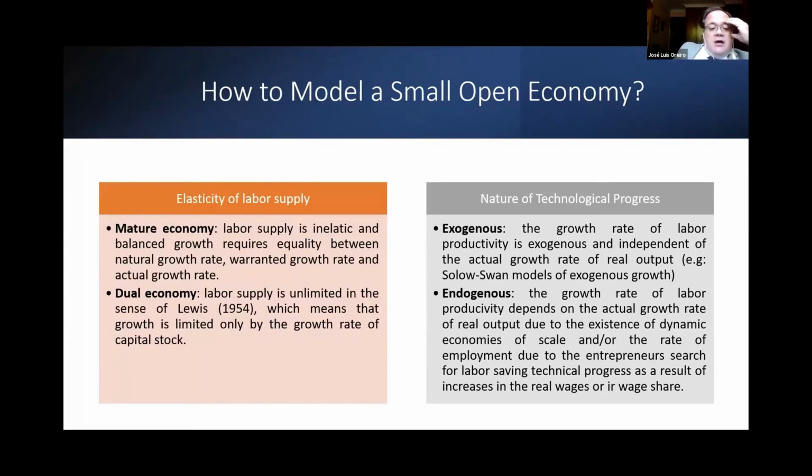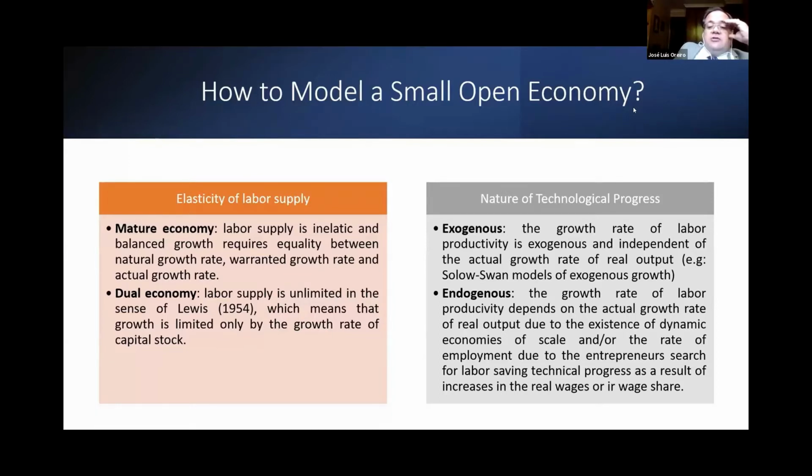We can have two cases: a mature economy where labor supply is inelastic and balanced growth requires equality between natural growth rate, warranted growth rate, and actual growth rate, or a dual economy where labor supply is unlimited in the sense of Lewis in his work of 1954, which means that growth is limited only by the growth of capital stock.